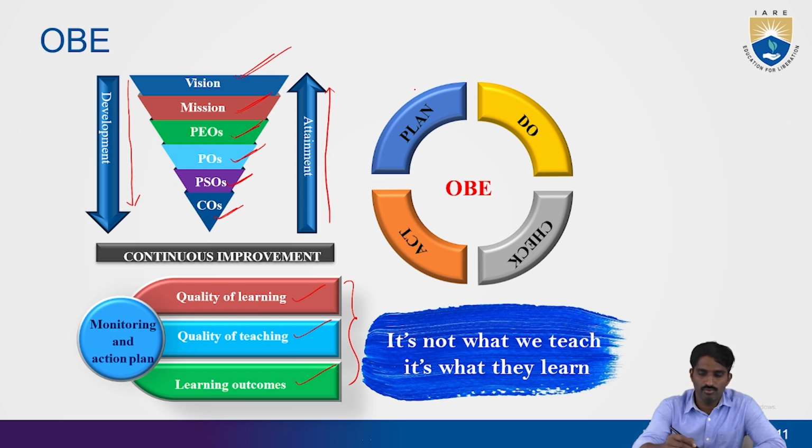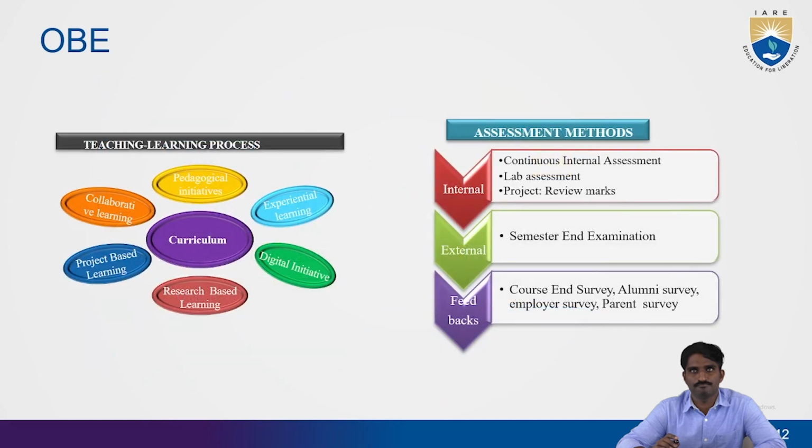Which means first we have to plan, then we have to execute the plan, then we have to check whether the plan is executed accordingly, and if it is not, then we have to act. So it is not what we teach, it is what they learn. That's why it is student centric, not faculty or teacher centric. It is a student centric methodology, the outcome based education system, right?